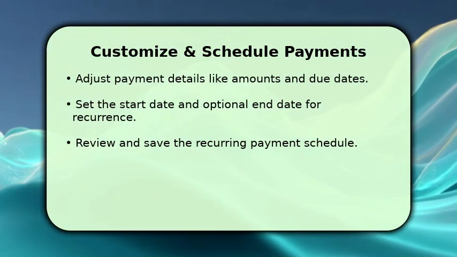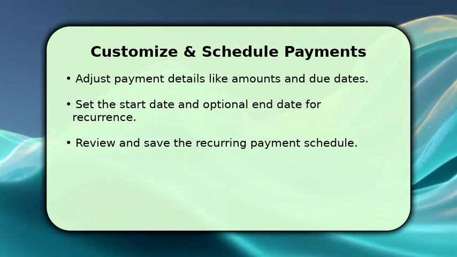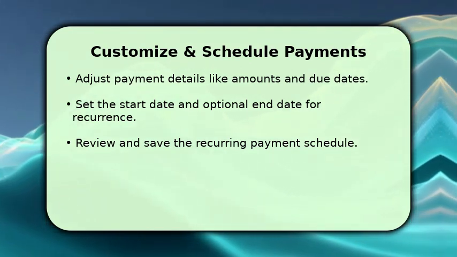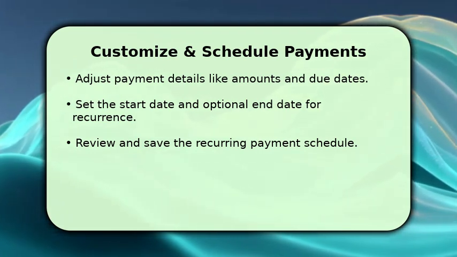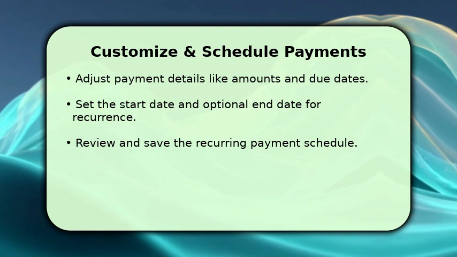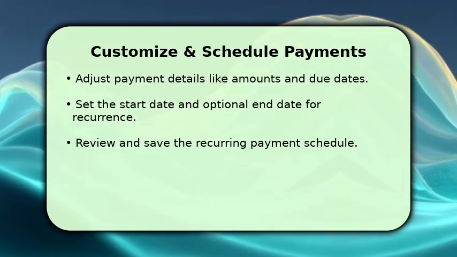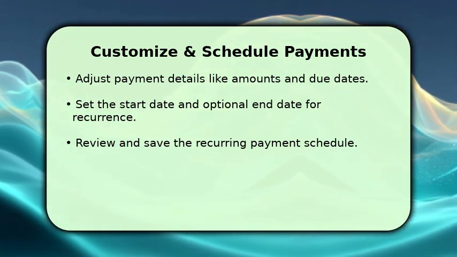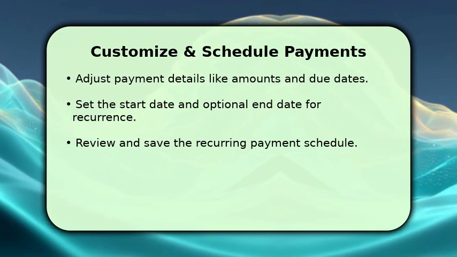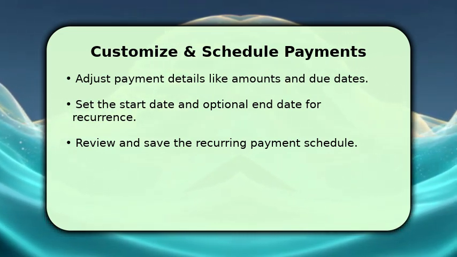After memorizing the transaction, you can further customize its details. Adjust the payment amounts, due dates, and any other relevant information to fit your specific needs. You'll also set the start date for the recurring payments and can optionally specify an end date if the payments are for a fixed period. Once all details are confirmed, review your settings and save the recurring payment schedule. This ensures accuracy and consistency for all future transactions.